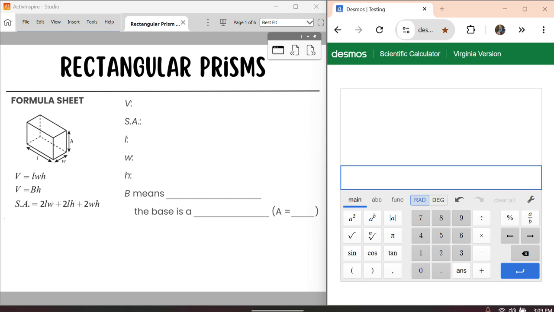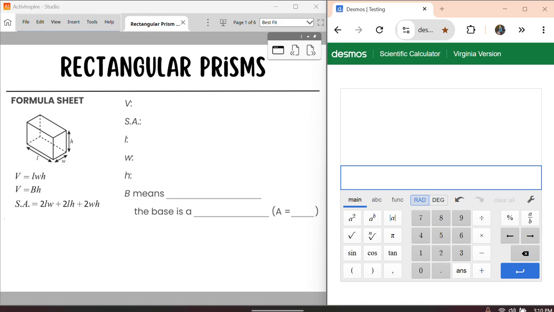Hey everybody, we are back with rectangular prisms. So when we are talking about rectangular prisms, we are talking about a three-dimensional shape that you would probably call a box, okay? And there are two things that you can calculate when you are talking about a rectangular prism.